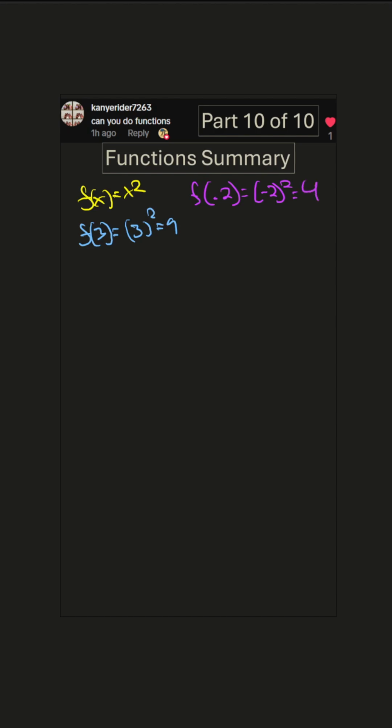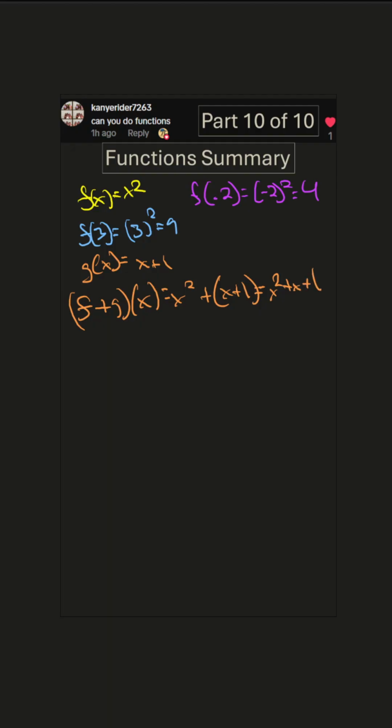Okay, how about combining it? Well, let's say we have g of x equals x plus 1. Then we can take f plus g of x, and that equals x squared plus x plus 1. And you can do that with subtraction, multiplication. Division, you have to be careful not to divide by 0.